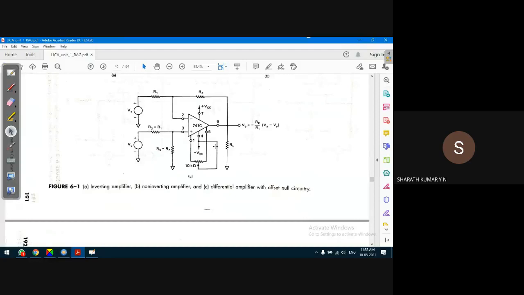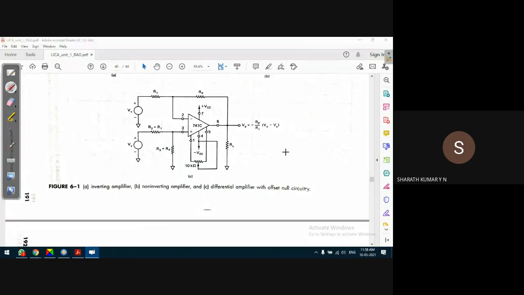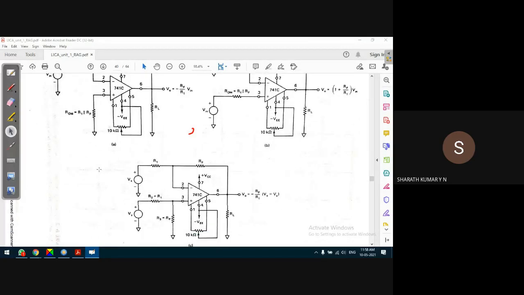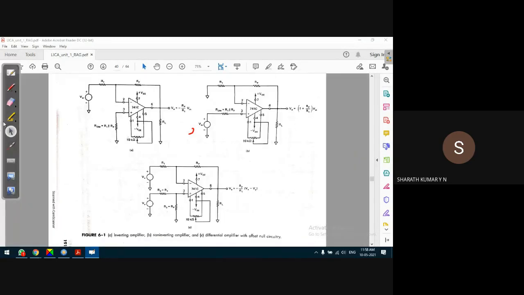Yeah, here it is. Okay, so just because we are applying a supply voltage to the non-inverting terminal, the gain will not be equal to 1 plus Rf by R1. Why? Because we are connecting the input to the inverting side also. It is like an inverting amplifier, but the non-inverting input is not equal to 0. So if you go to the inverting amplifier, I'll zoom out so that you can see both the circuits together.